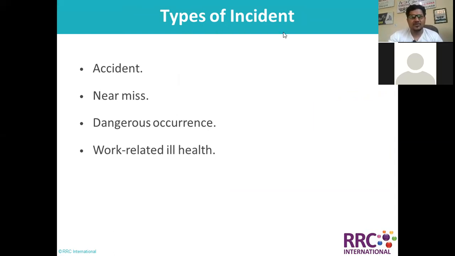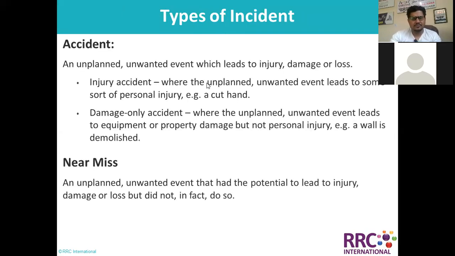So there are different types of incidents, like accident, near miss, dangerous occurrence, work related ill health. Now let's understand the definition, like what is the definition of accident? What is the meaning of accident actually? So it's kind of an unplanned, unwanted, even nobody likes accidents, nobody wants accident, and nobody plans the accidents also. So an unplanned, unwanted event which leads to injury, damage or loss.